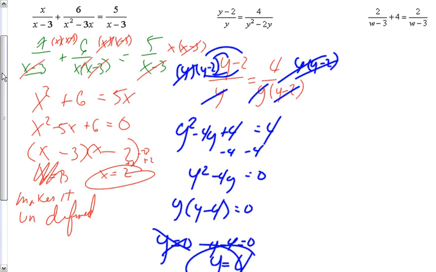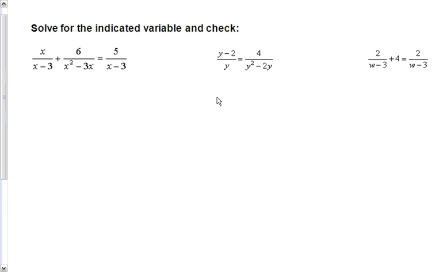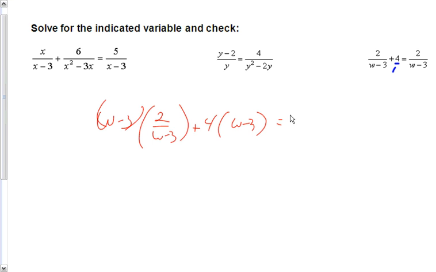Last one. All right. Make sure you multiply everything through in order to do it. So over here, I'm going to multiply by the LCD. You can put this over 1. And I'm going to multiply it by w minus 3. W minus 3 times 2 over w minus 3 plus 4 times w minus 3. That's what I'm adding in, multiplying in. Equals 2 over w minus 3. And we're going to put our w minus 3 in there.